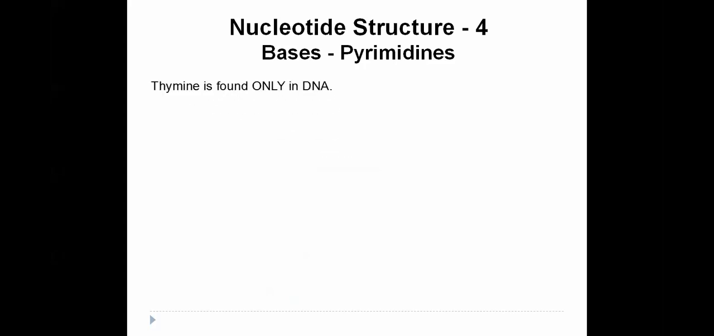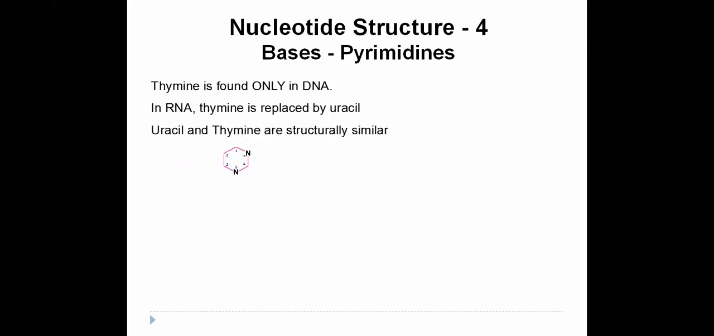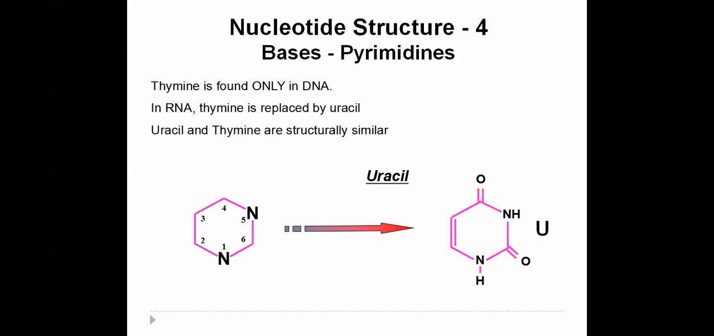Okay. So thymine is only found in DNA. This is a key point. This is a pearl, something you shouldn't forget. Thymine is only found in DNA. In RNA, thymine is replaced by uracil. So whenever you see a sequence and you see the letter U in the nitrogenous bases, remember that is RNA. Wherever you see the letter T, that is DNA. Otherwise, the two are structurally similar.